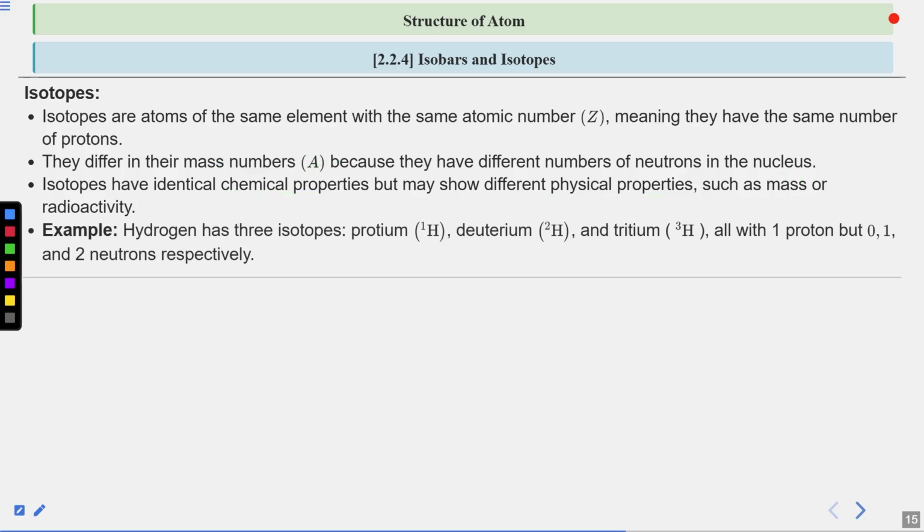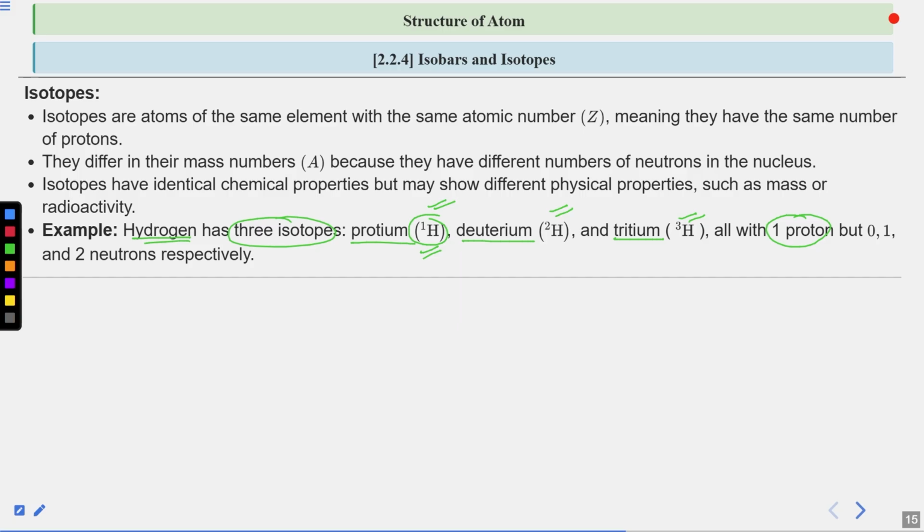The example of it would be hydrogen, which has 3 isotopes. One is protium, then deuterium, and then tritium. I have represented them using their representation. You can see that hydrogen has a mass number of 1, which is protium, then deuterium has a mass number of 2, and tritium has a mass number of 3. Now all of them have the same atomic number, which is 1. Therefore, each of them will have 1 proton. Got it? But what about the neutron?